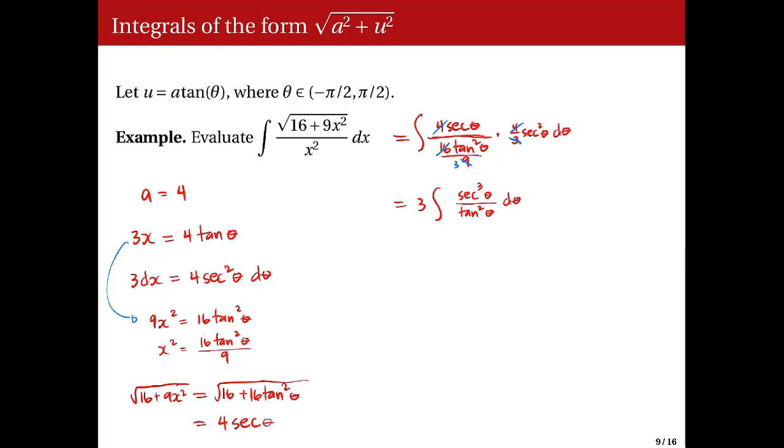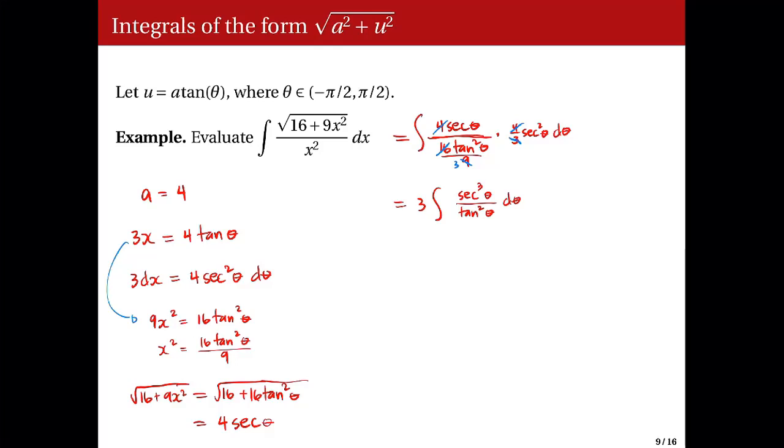And then from here, notice you have an odd power for secant and an even power for tangent. So we cannot use any of the first two methods. So what we're going to do first is to simplify this.